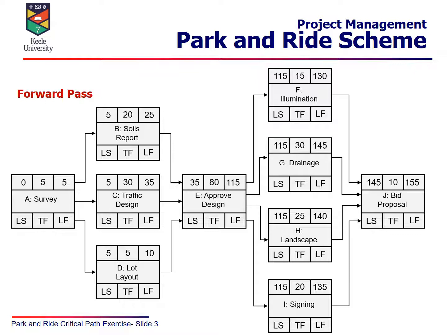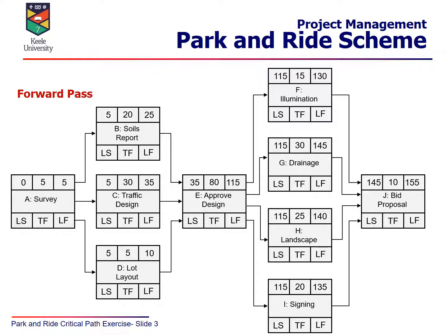So 5 is inserted into each, and if we go across there, the soils report, activity B, earliest start is 5, it takes 20 days, so the earliest you can finish is 25. Traffic design the same, the earliest you can finish is 35, and the lot layout, the earliest you can finish is day 10.